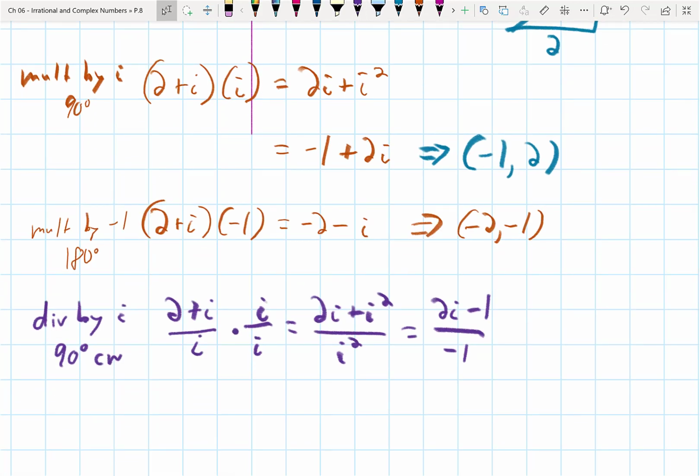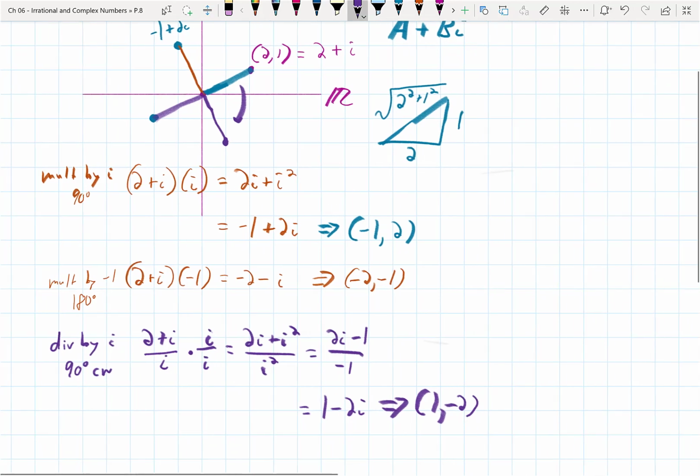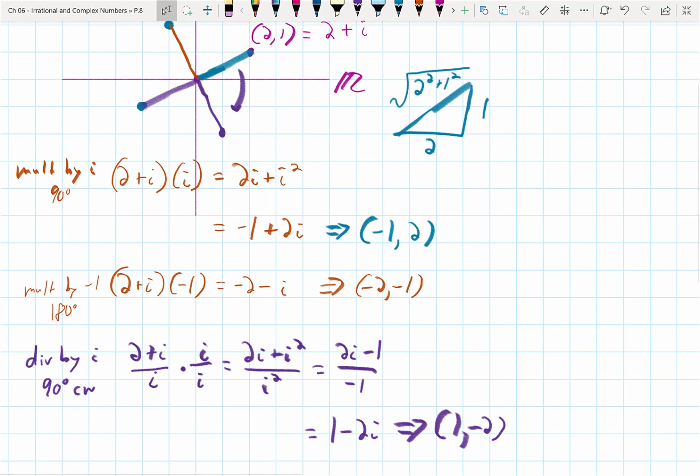And dividing by -1 is the same as multiplying by -1. That's going to become 1 minus 2i. Or the ordered pair, 1, -2. And that puts my point down here, which completes my little rotation of axes of all these different places. This is one of the aspects of just simply multiplying by i and dividing by i.